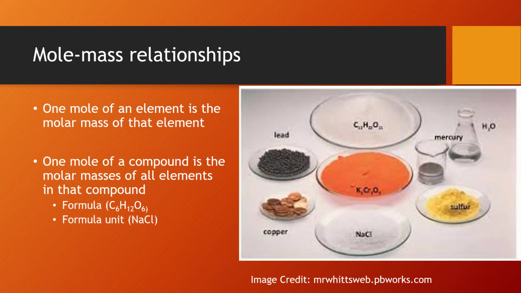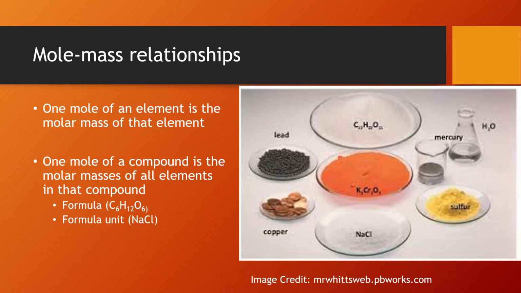So mole mass relationships. 1 mole of an element is the molar mass of that element. So you remember that carbon has that 12.011 underneath it on the periodic table square. Well, 12.011 grams is the molar mass of carbon. 1.0079 is the molar mass of hydrogen. These are just things that you learn when you look at these long enough.